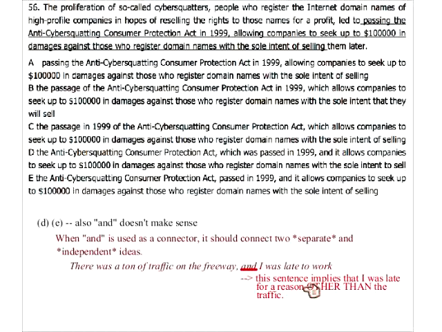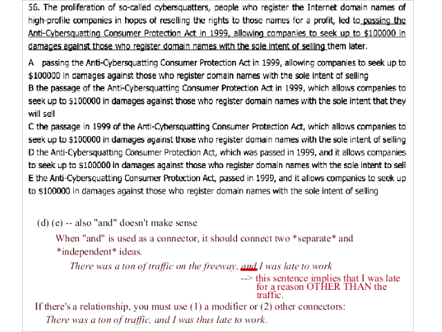When people speak, this is not how this works. But in written language, unless you have other connectors, "and" implies separate. So if there's a relationship, you must use either a modifier or other connectors. An example of using other connectors is: there was a ton of traffic and I was thus late to work. If you have the word "thus" in there, then you are fine, because this is not just "and" anymore, this is "and thus." But if you use the word "and" by itself, it actually implies that these are two things that have nothing to do with each other.